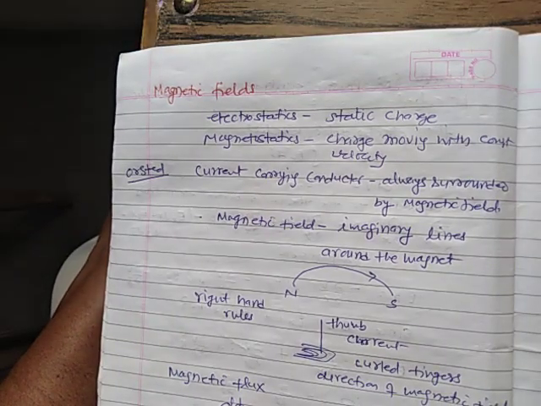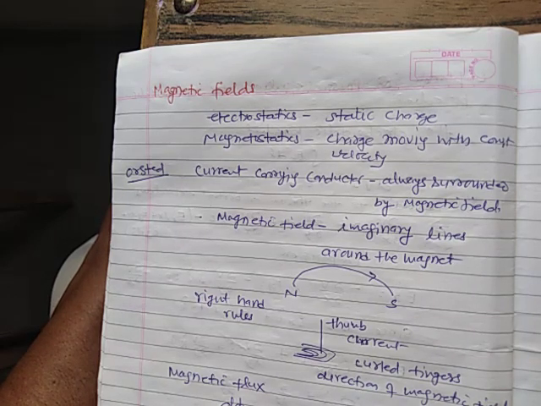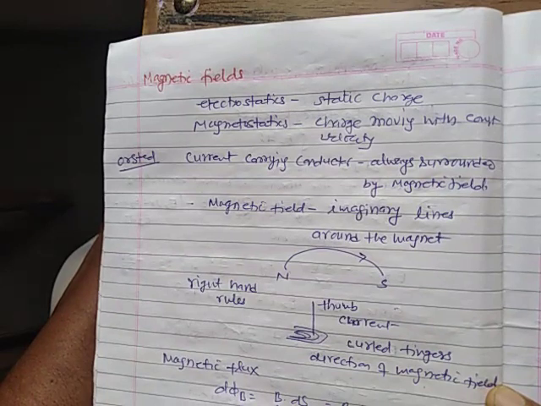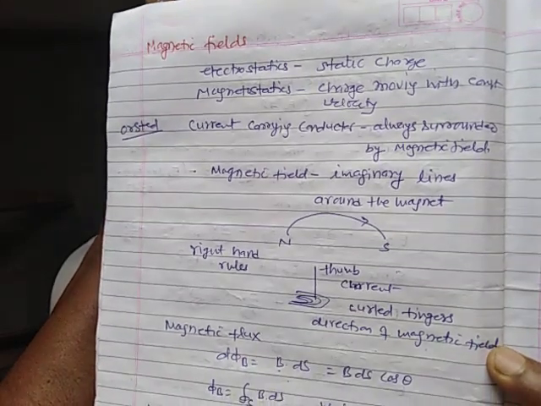I am Dr. K.C. Jain, and we were discussing electrodynamics. So we have discussed the curl and divergence of electric field, and now we will discuss the magnetic field. The electrostatic field is developed by static charge, and magnetostatics is developed by moving charge with constant velocity, and it is stated that a current carrying conductor is always surrounded by a magnetic field.